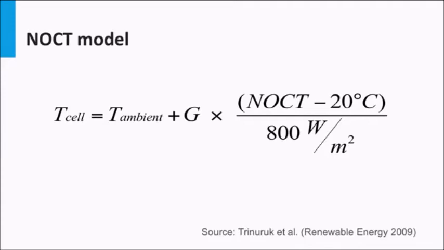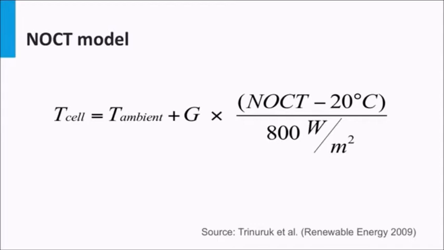The NOCT is a parameter defined for a particular PV module. NOCT is the temperature attained by the PV cell under an irradiance of 800 watts per square meter with a nominal wind speed of 1 meter per second and an ambient temperature of 20 degrees Celsius.